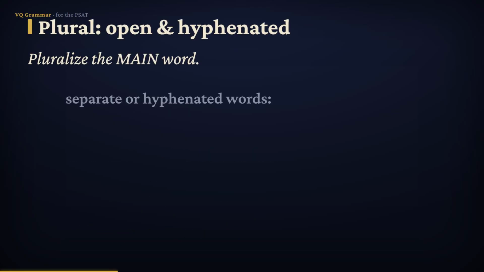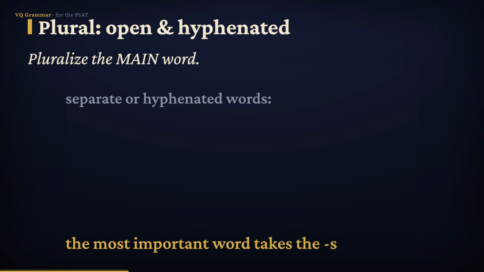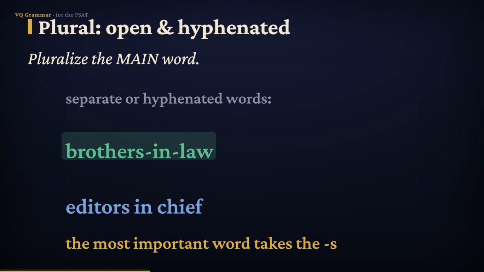But when the compound is separate words, or hyphenated, the rule changes. You don't add the s at the end. Instead, you make the most important word plural, the one that's really the noun. Take brother-in-law. The key word is brother, so the plural is brothers-in-law, not brother-in-laws. Same with editor-in-chief. The noun is editor, so it becomes editors-in-chief. Find the main word and put the plural there.